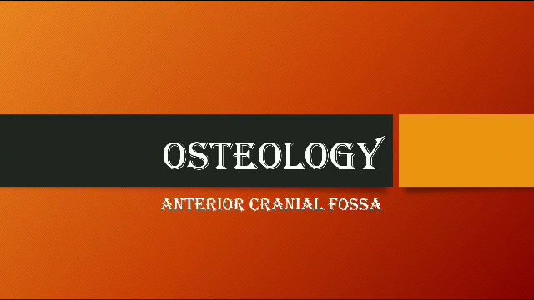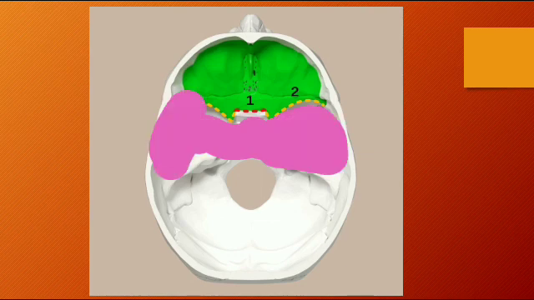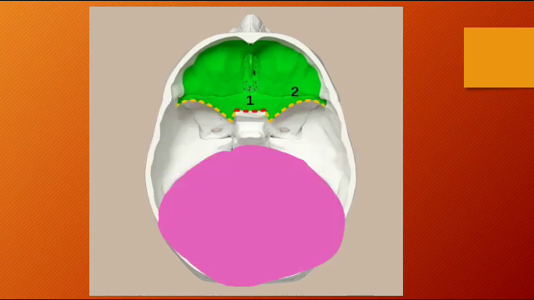Today we are going to study osteology, in particular the anterior cranial fossa of the skull. So let's get started. This is a picture of a skull, and this portion is called the anterior cranial fossa, the portion covered in green color. Behind this anterior cranial fossa lies the middle cranial fossa, and this is the posterior cranial fossa.